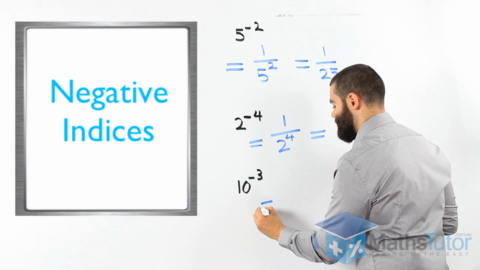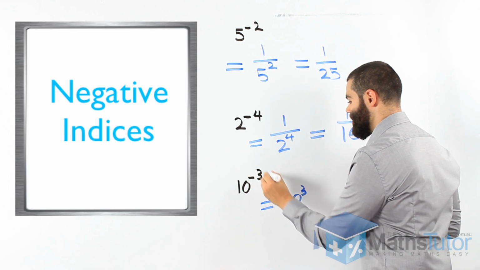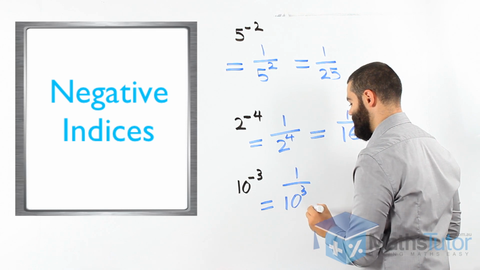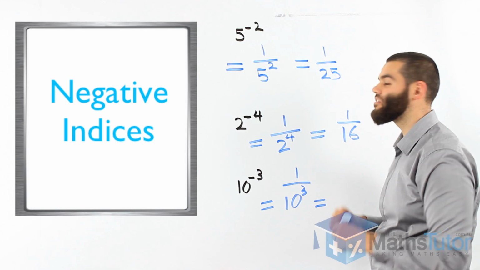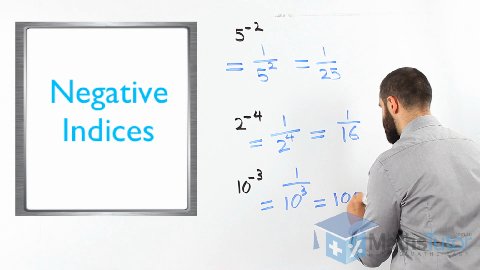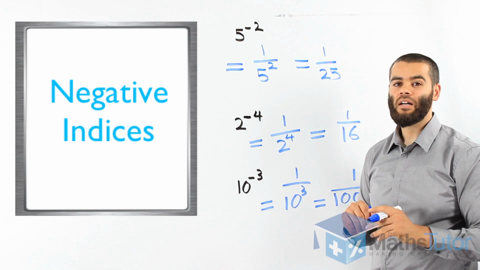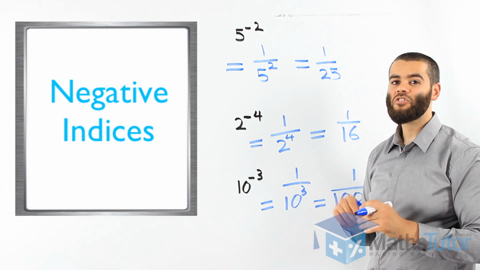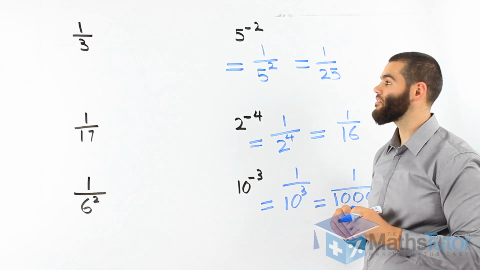We know 10 to the power of 3, and the negative becomes 1 over. 1 divided by 10 to the power of 3. 10 to the power of 3 is 10 times 10 times 10, which is 1,000. 1 over 1,000.